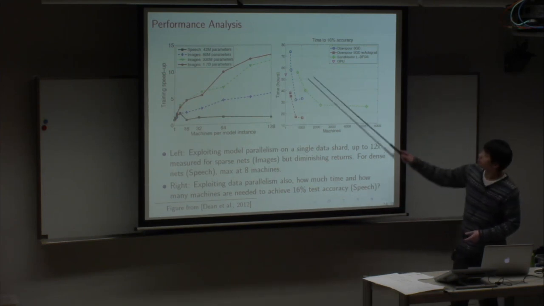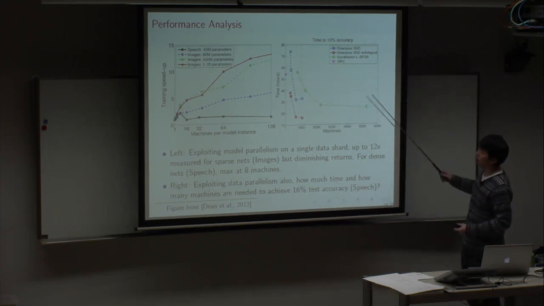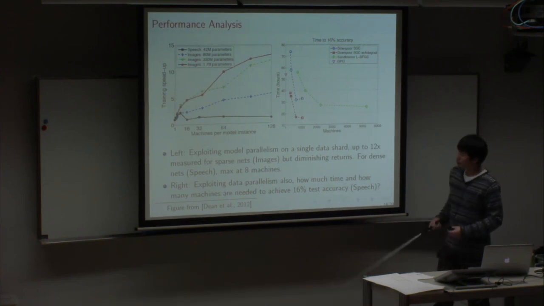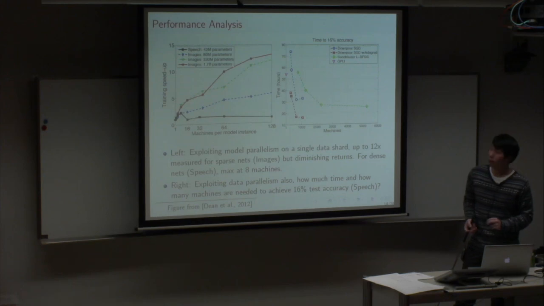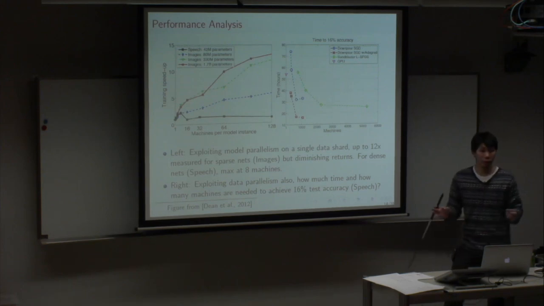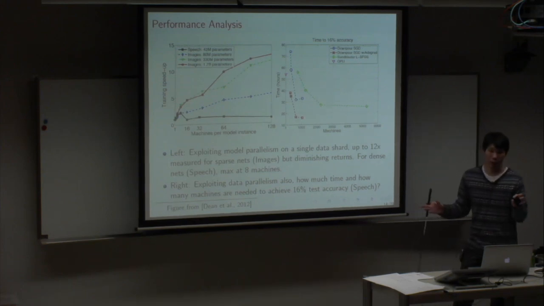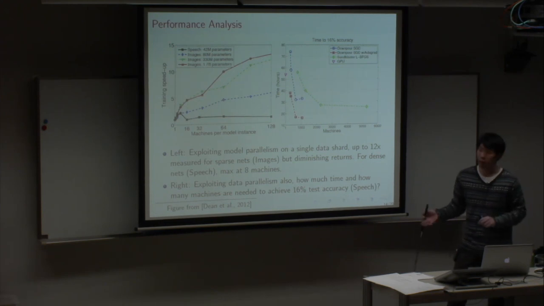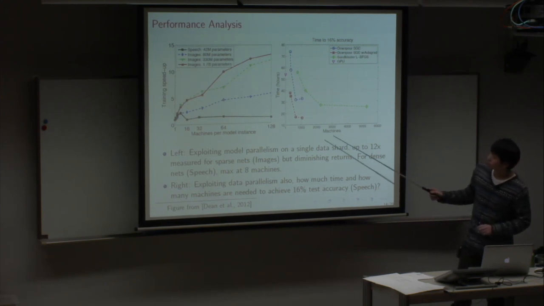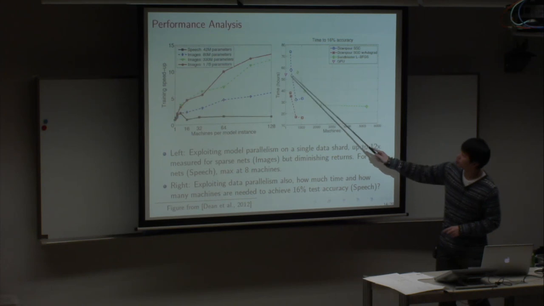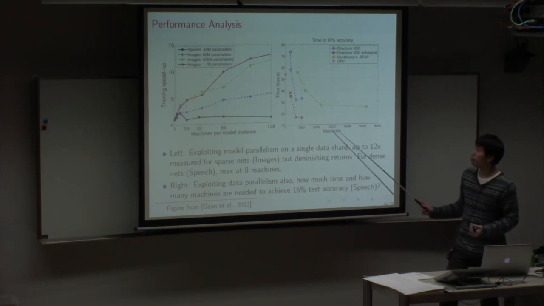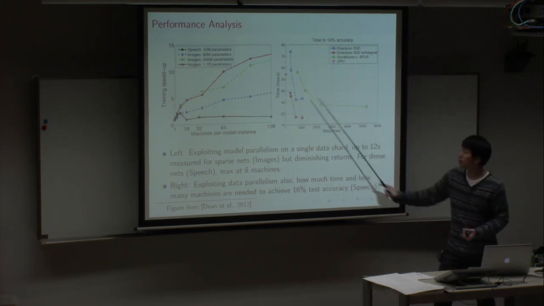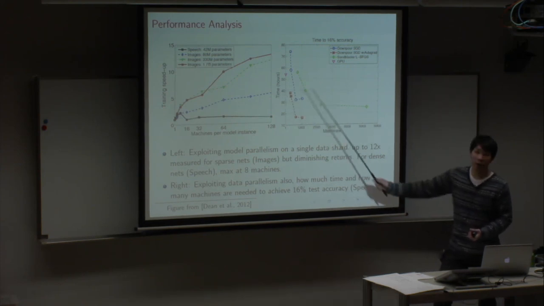Okay. Now this curve shows data parallelism. Say you not only use multiple machines per model, but you also split the data so that each data set gradient is computed separately. Okay. And they show this interesting curve. So it's always a trade-off between how much time you use to train the system and how many machines, right? These are the two resources you have, machines and time, right?